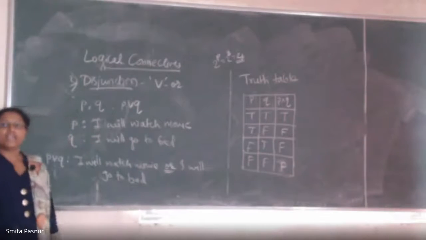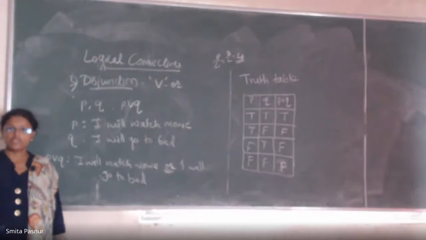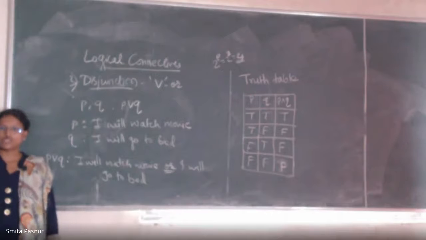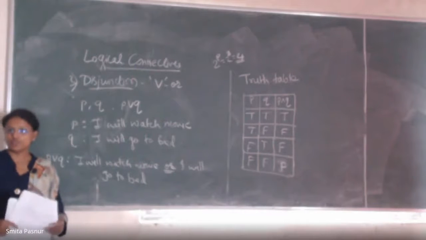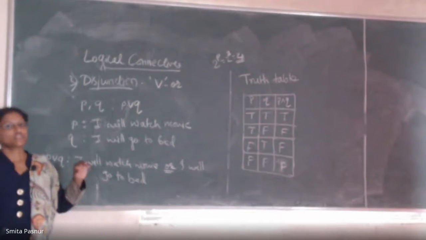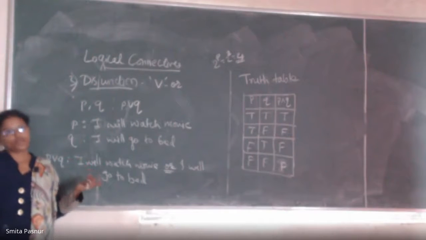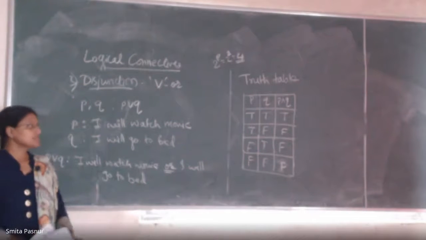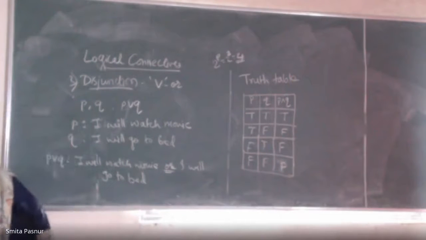It is like any one thing is possible. Understood? Either you will go to bed, that is you will sleep, or you will watch a movie. Both at a time you cannot do, like watching a movie and sleeping. So that is why any one thing is possible. In such cases, you can add or. Is that clear? Then what will be the truth table for the disjunction?